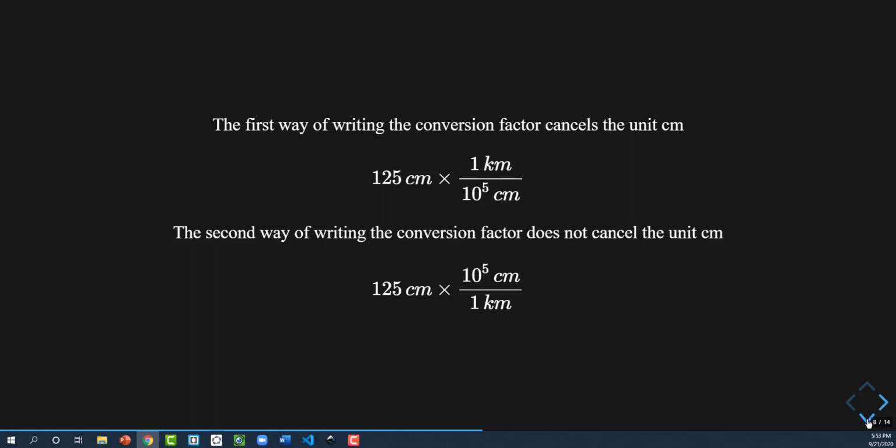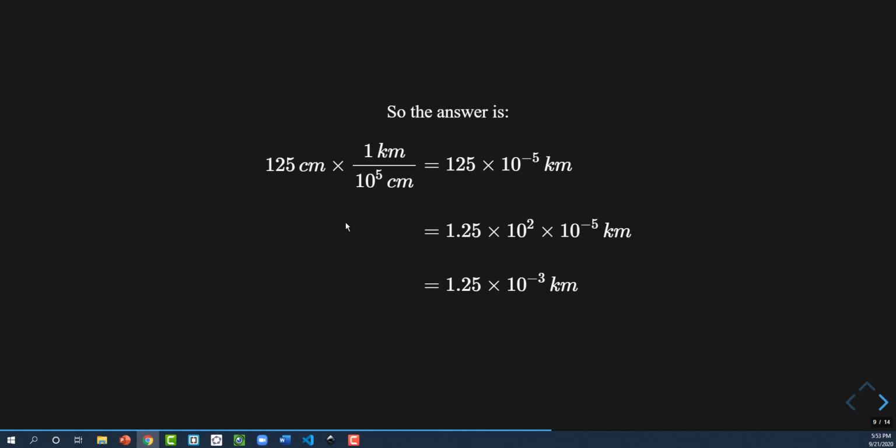But now let's actually finish the math. Let's try to work it out. So I know I have to divide by 10 to the fifth. And when I divide by 10 to the fifth, that's the same as multiplying by 10 to the negative fifth.